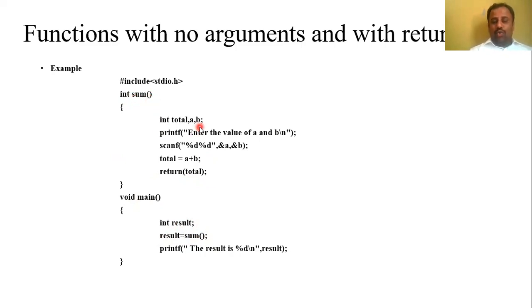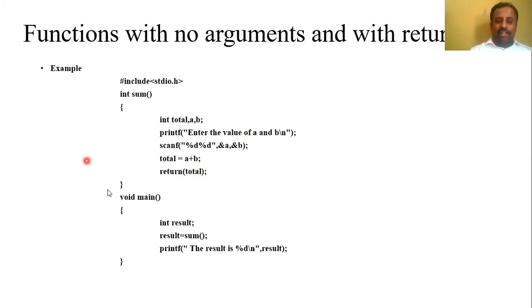Here total is one variable, a is another variable, b is another variable. I need to enter the A and B values: A is equal to 5 and B is equal to 10, entered using the scanf statement. Once entered, total is equal to A plus B, 5 plus 10, 15. 15 is stored in the total variable. Then this function will return the value: return total, which is 15.